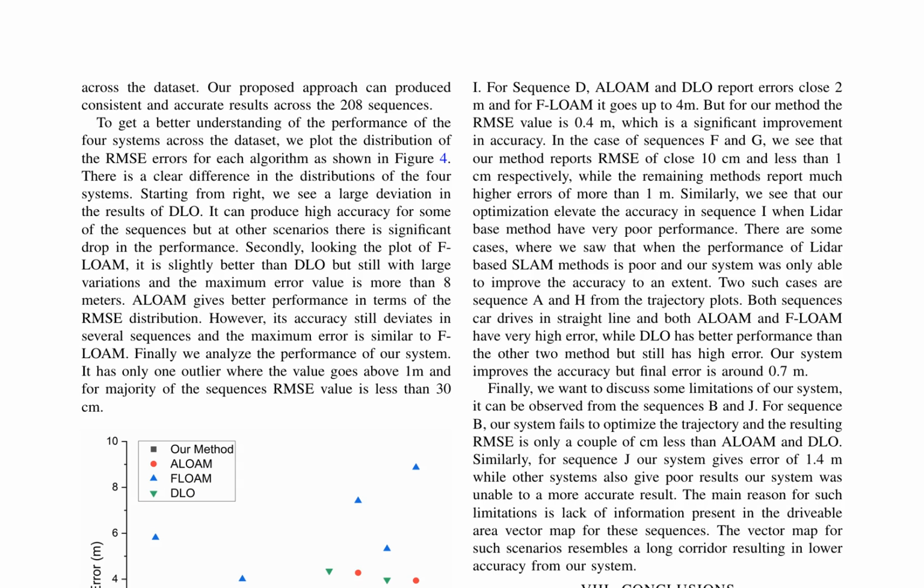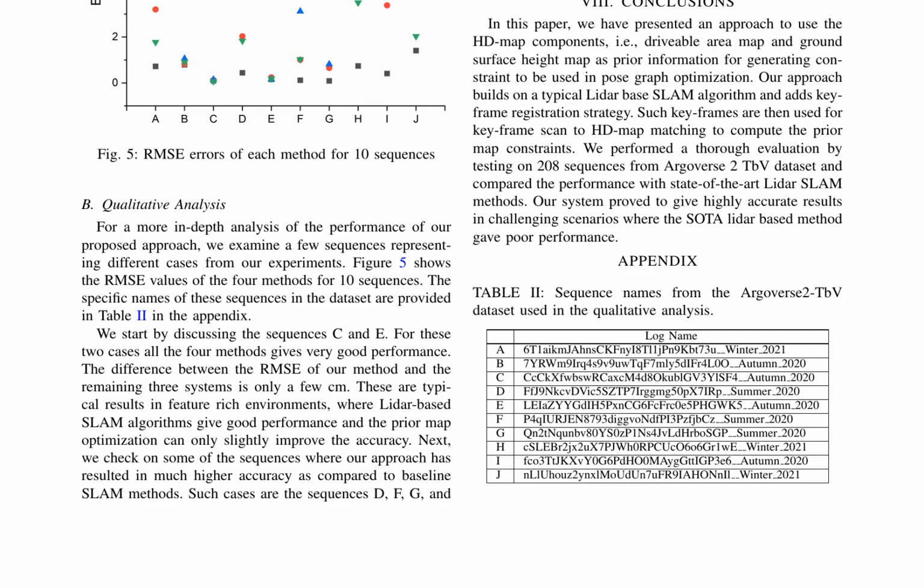Quantitatively, they report the mean, median, RMSE, standard deviation, and maximum absolute trajectory error (ATE) for each method. The results demonstrate that their approach achieves the lowest RMSE, with an improvement of up to 45 centimeters compared to LOAM. Qualitatively, the authors analyze the performance of each method on 10 selected sequences, showcasing the robustness of their approach in various scenarios. They observe that their method consistently produces accurate results, even in cases where the baseline methods fail.